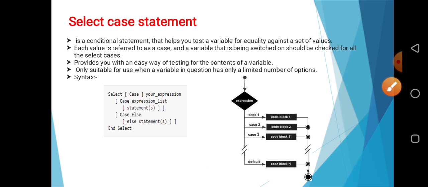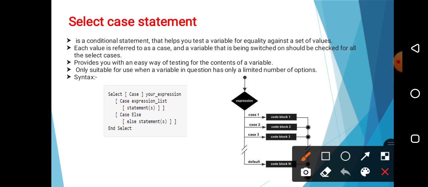The next one is the select statement. You have already learned the switch case in C. The select case is similar to the switch case in C. In select case, it is a conditional statement that helps you to test a variable for equality against a set of values. Each value is referred to as a case, and the variable that is being switched on should be checked for all select cases. It is the easiest way of testing the different contents of a variable.